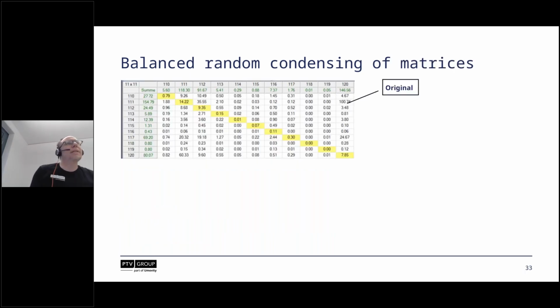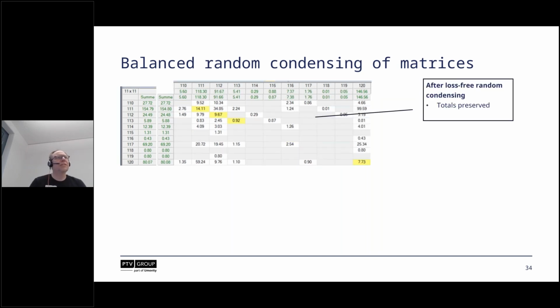So if you are looking into how a typical matrix from a demand model looks like, you see here very small values like 0.01 and so on. So very small demand for certain relations. And after running the procedure, you see that those small values get eliminated and the corresponding demand gets allocated to other relations.